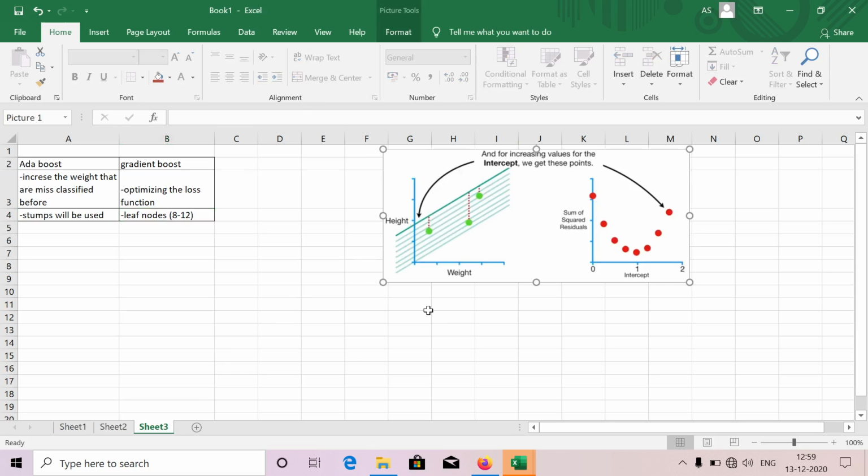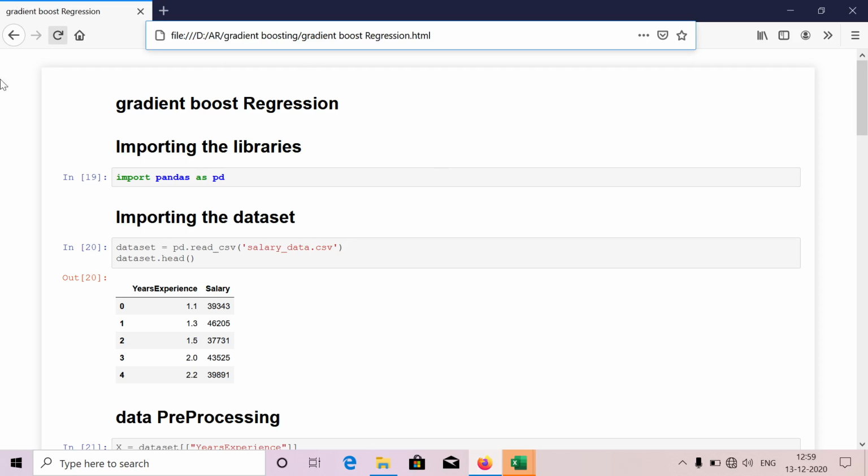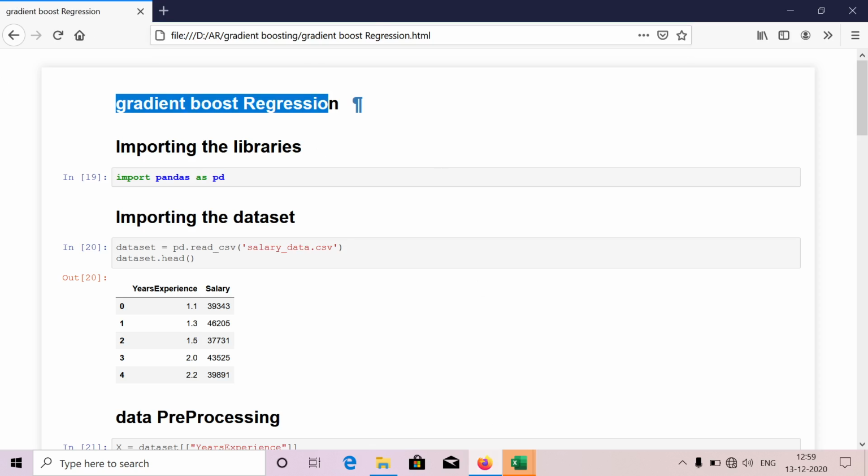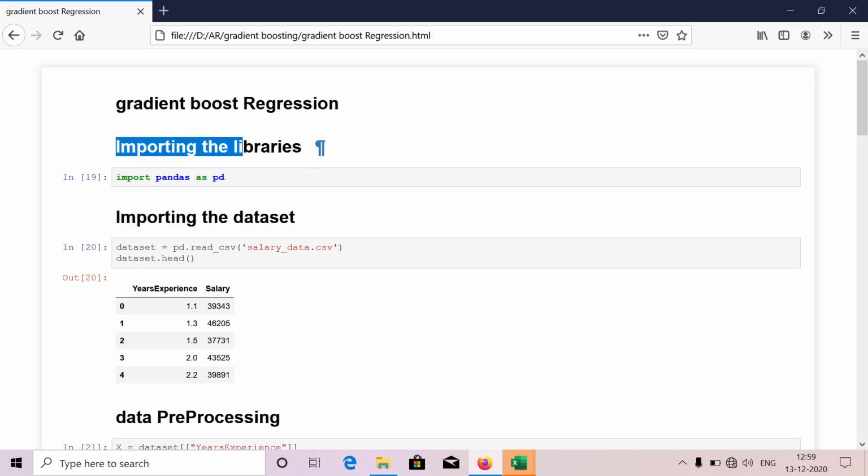Then we will understand a little bit about the code using Jupyter Lab. I exported the code from Jupyter Lab and I'm explaining using the HTML file. Here, this is gradient regression. We'll see this practically. First I am importing my libraries. Import pandas as pd. This is my pandas. If I want to work on my Excel sheets, then we need pandas. That's why I import pandas as pd, where pd is my alias name.